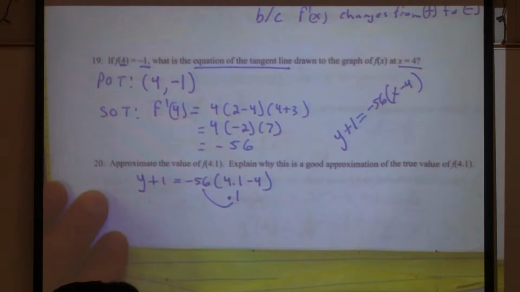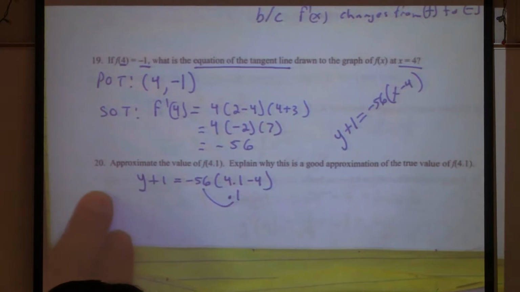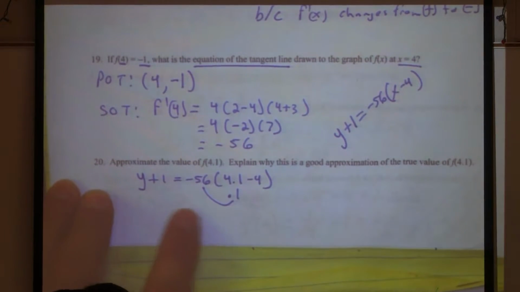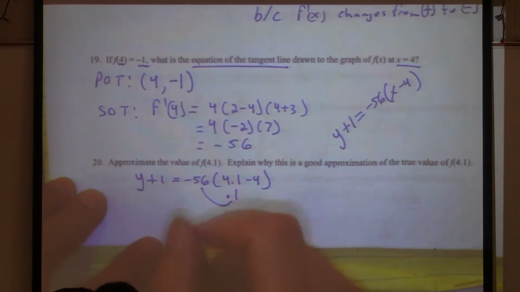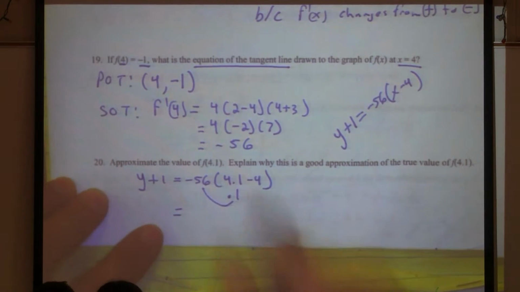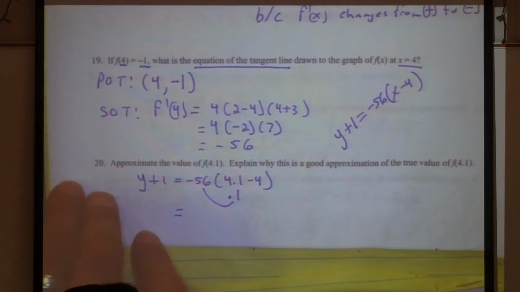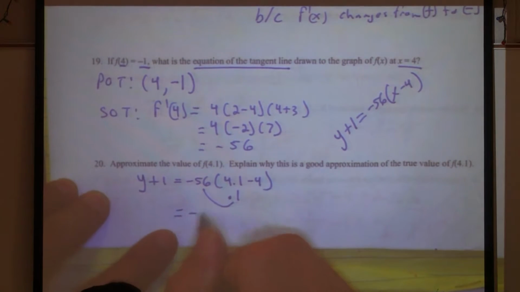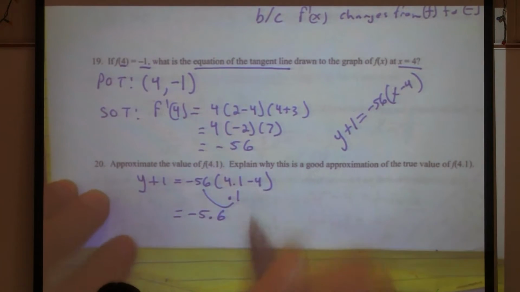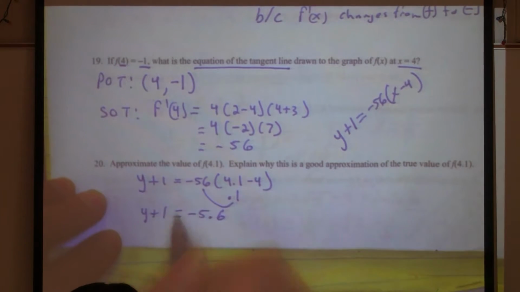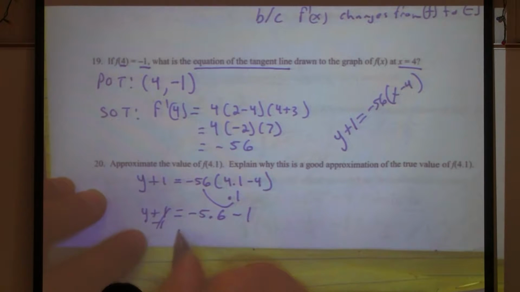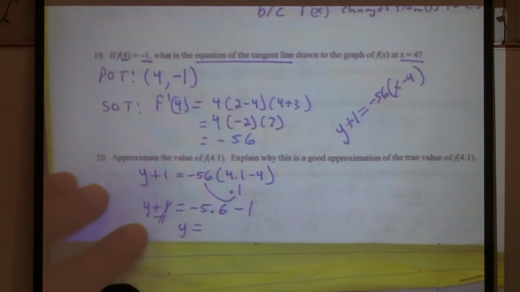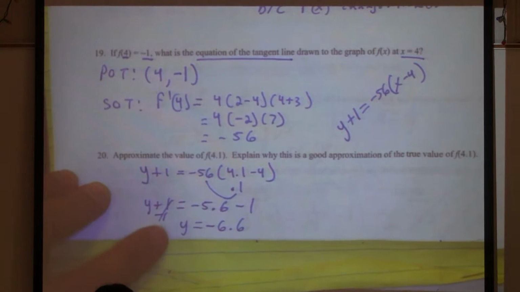Dimes. Just kidding. Scratch that. 56 dimes. How much money do I have? $5.60, right? And then we minus the 1. So same sign we add and keep the sign, so we end up with negative 6.6. Good? Now that's not good enough for the answer.